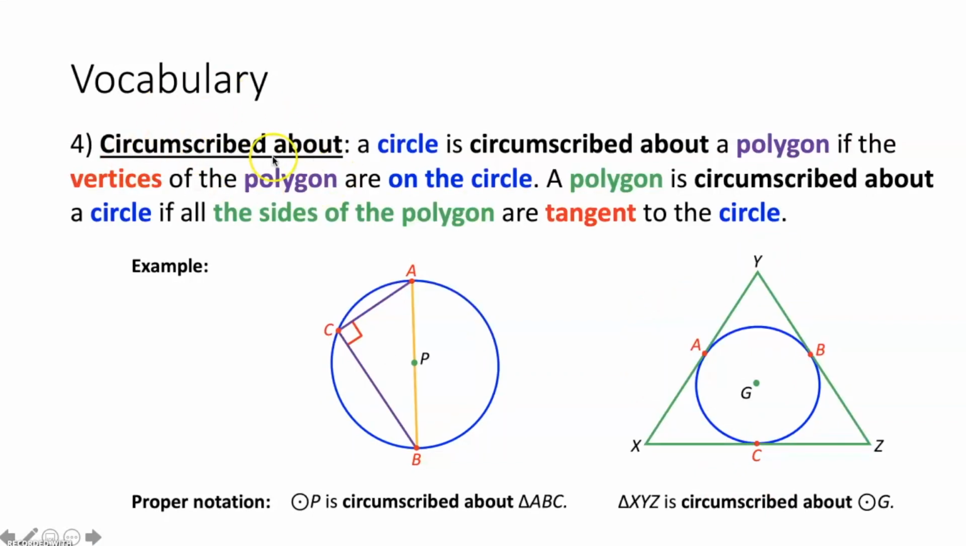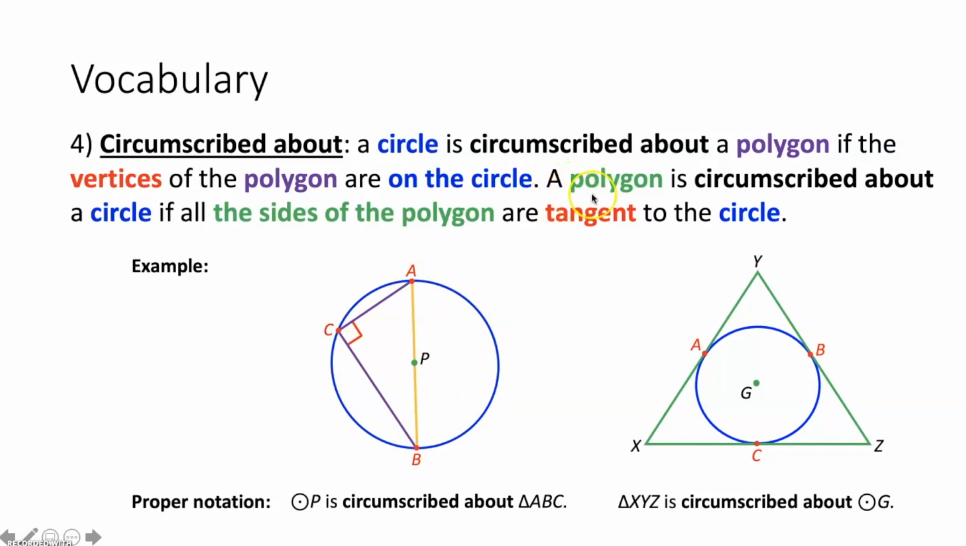Now, circumscribed about is kind of the opposite of inscribed in. So a circle is circumscribed about a polygon if the vertices of the polygon are on the circle. A polygon is circumscribed about a circle if all the sides of the polygon are tangent to the circle. So let's show you how this works with our example down here. A circle, circle P, is circumscribed about a polygon, triangle ABC, if the vertices of the polygon are on the circle. And you see that points A, B, and C lie on circle P. Therefore, circle P is circumscribed about triangle ABC.